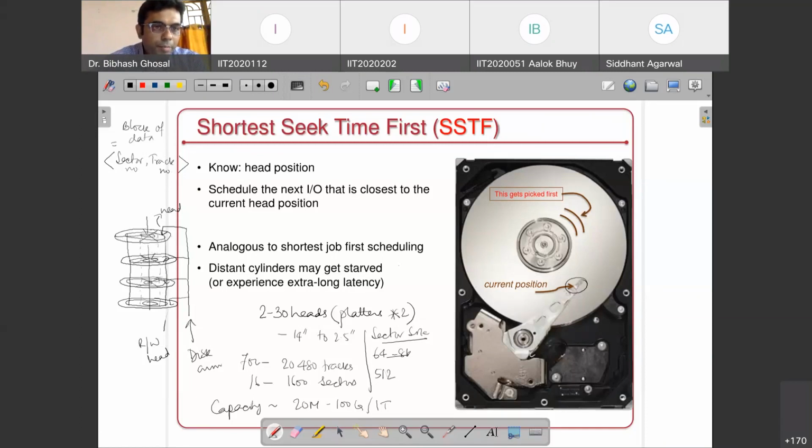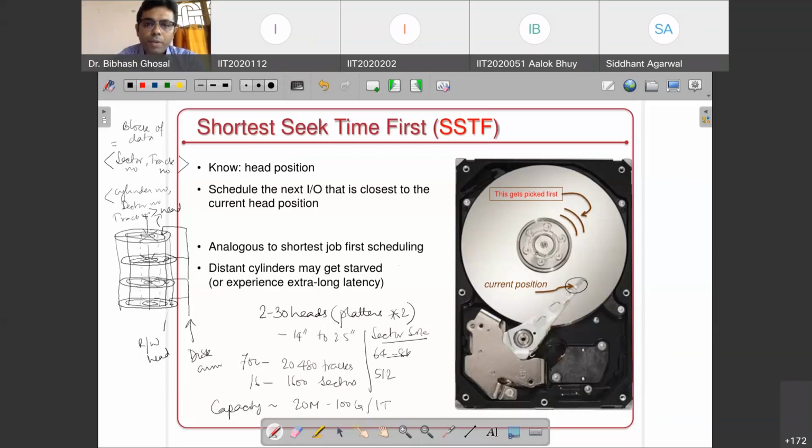Okay. Track number 2, they form a cylinder. So a block of data is actually a cylinder number, track number, and sector number. It's like this. You can assume cylinder number and track number to be the same, because when you mention the cylinder number, you are actually mentioning the same track number for all the disks. This is the way of mentioning a block of data for a hard disk.